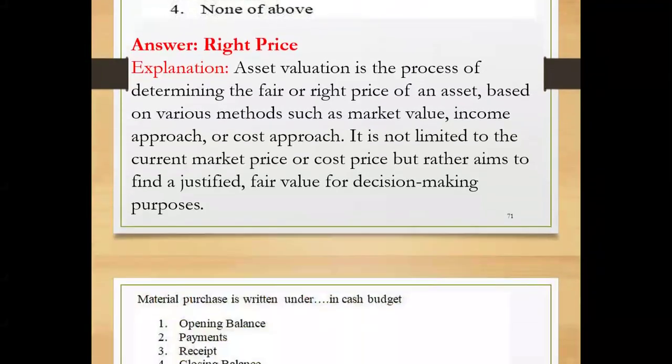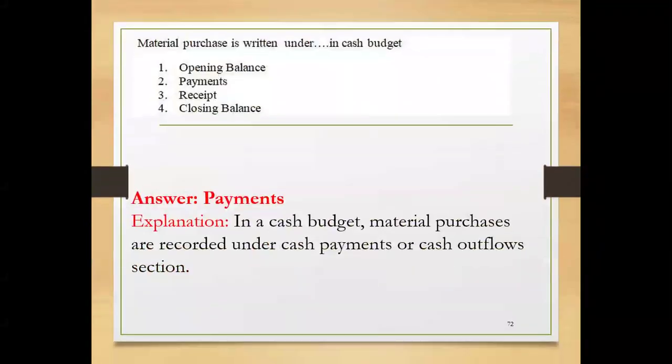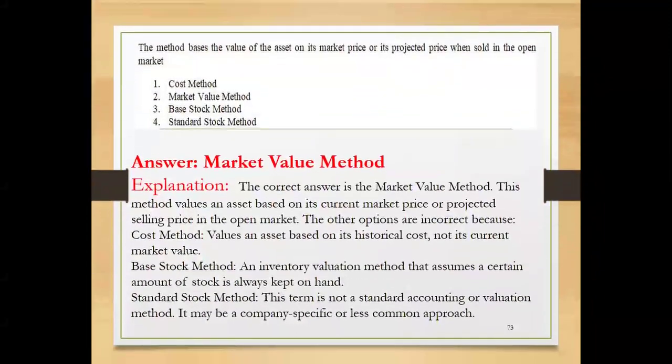The next question is, material purchase is written under dash in the cash budget. Is it opening balance, payments, receipts, or closing balance? It is in the payments. Normally, material purchase means you have to make the payment in the cash budget. Material purchases are recorded under the cash payments or cash outflow section.